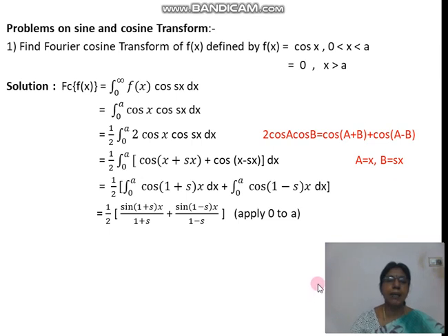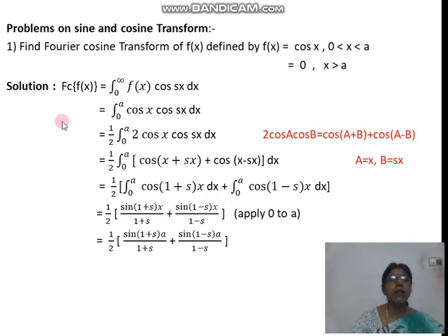First you apply a. What do we get? 1 by 2 sin of 1 plus s into a, with a in the place of x, by 1 plus s, plus sin of 1 minus s into a by 1 minus s. That is the upper limit. For the lower limit 0, sin of 1 plus s into 0 means sin 0, which is 0. Here also x is 0, 0 into anything is sin 0, which means 0. So when there is a sin function, it becomes 0 for 0; no need to look further. Now the Fourier cosine transform of the given function f of x is equal to this value.